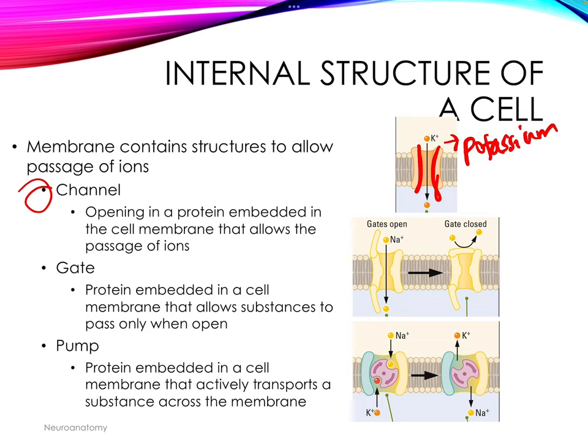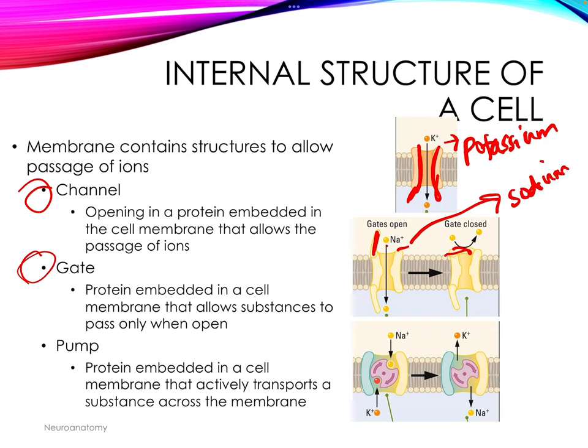That is an example of one of the ions, a cation, that can be allowed in this particular channel. A channel is just an opening and it allows ions to come in. A gate has the ability to open and to close. The gate is a protein that only allows things to come in, for example sodium, which is a positive ion.